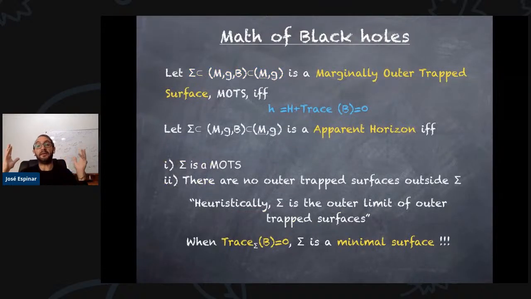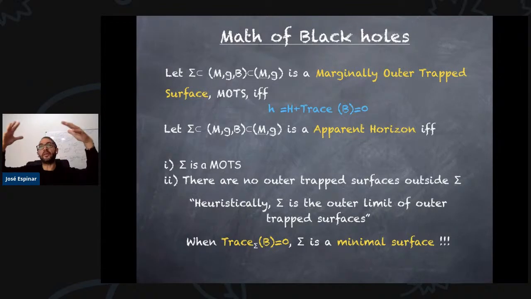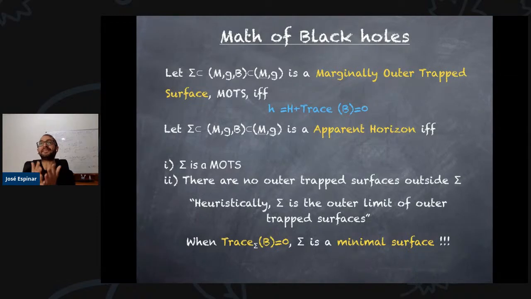So we are going to see there is a MOTS, a marginally outer trapped surface, if this little h is 0. And we are going to define an apparent horizon if it's a MOTS and there is no other MOTS that contains it, in some sense. It's like a minimum among all the MOTS. So in some sense, an apparent horizon is going to be stable in this sense.